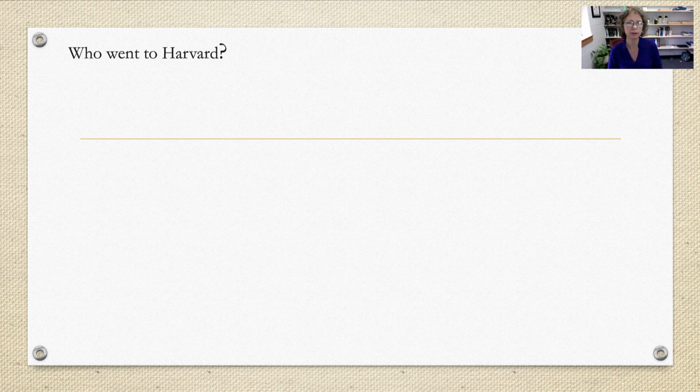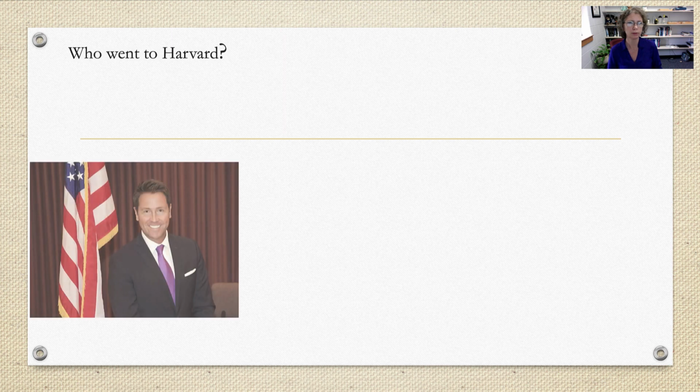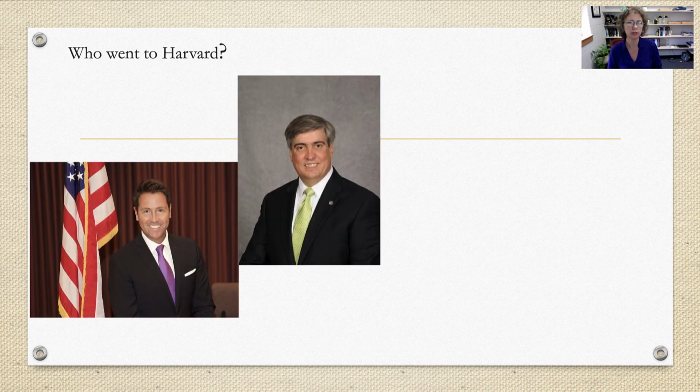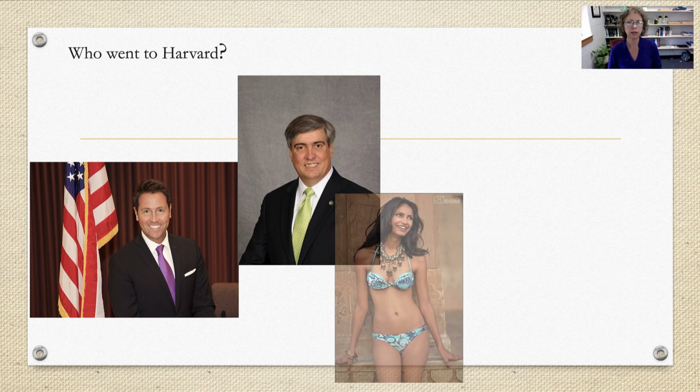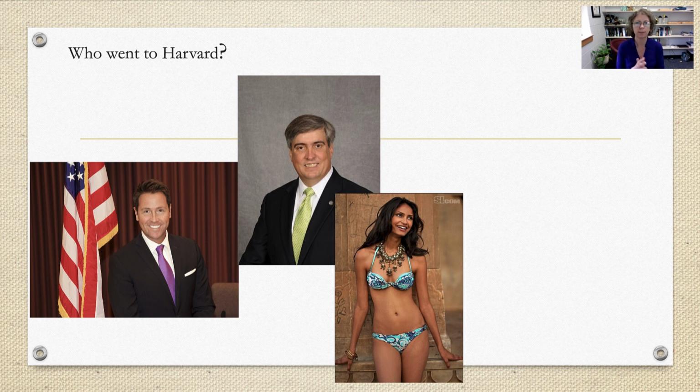So I have here some persons. Who do you think went to Harvard? We have the former mayor of Pensacola, Hayward Ashton. We have the current mayor of Pensacola, Grover Robinson. And we have swimsuit model, Sonia Dara. What do you think? Which one of these went to Harvard? Well, you can probably guess that it's a trick question.